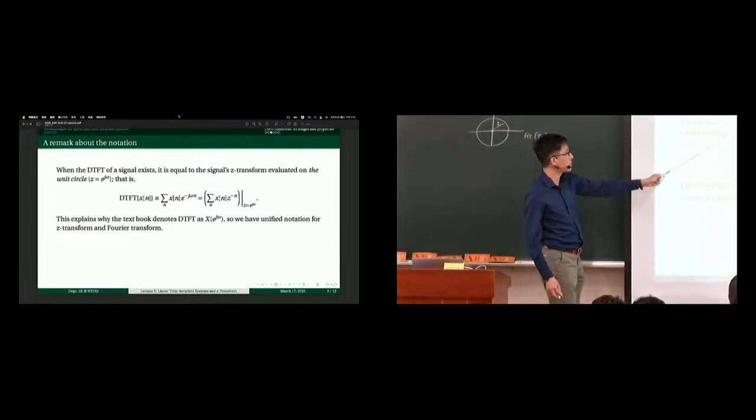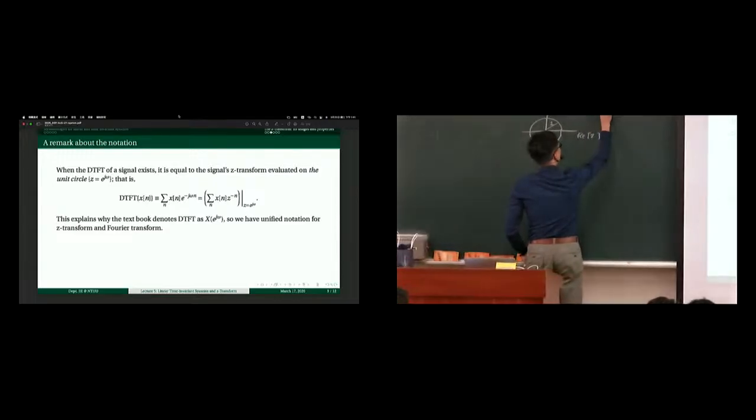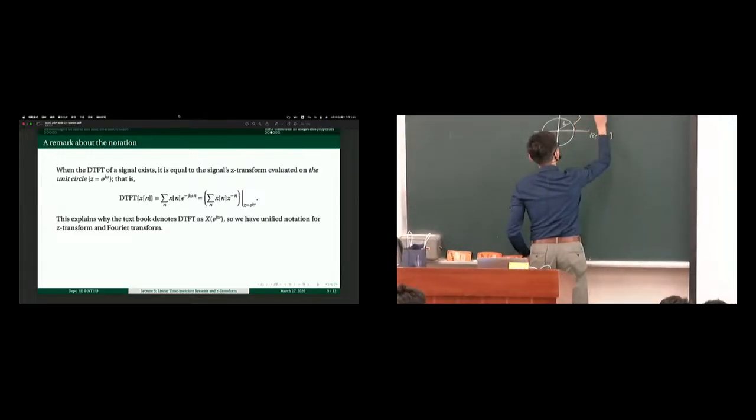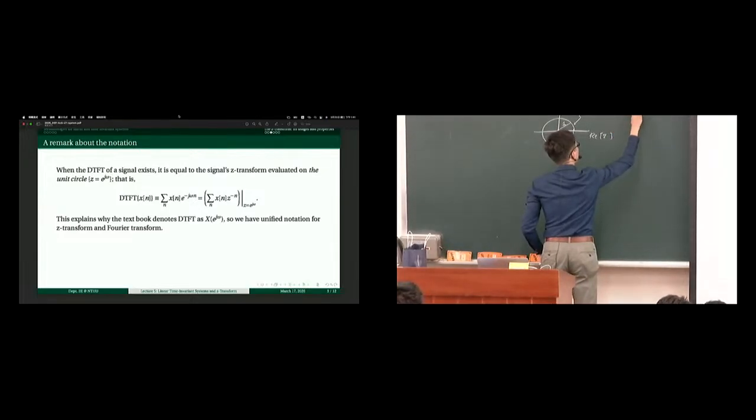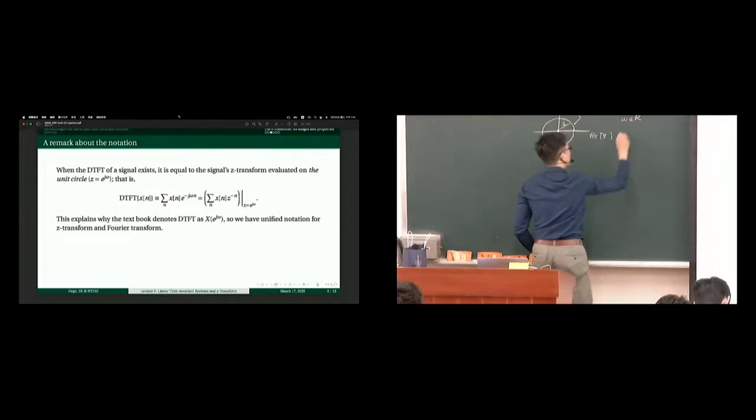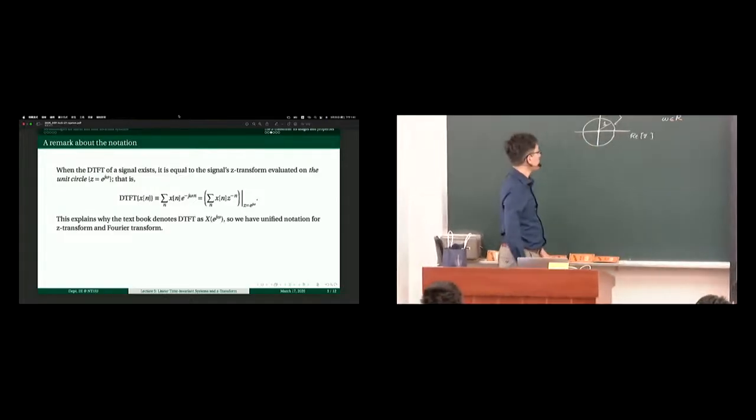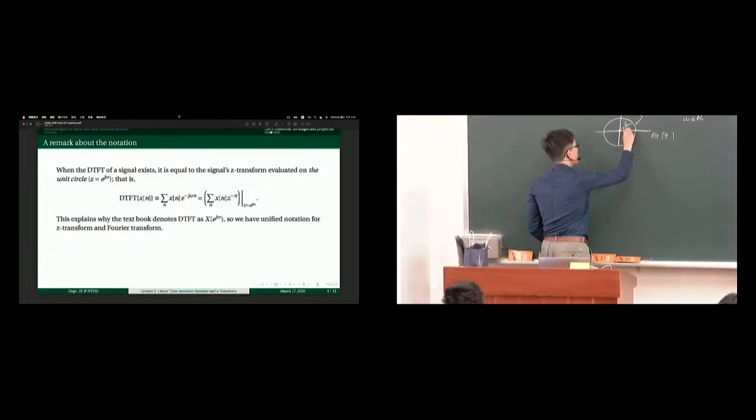And this is the way I denoted z. This unit circle is a set of z where z equals e to the j omega, where omega is real. Omega really is this angle, right? Okay, omega is this angle. So this unit circle is on the complex plane.